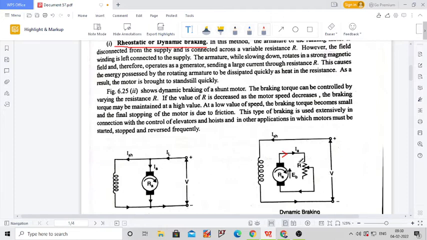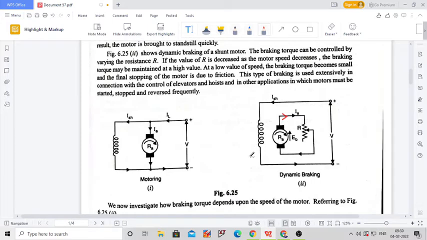So let's consider the DC shunt motor, and apply dynamic braking to it. This is the motoring mode for the DC shunt motor. The armature winding and field winding are both connected in parallel. We excite this motor with terminal voltage V, carrying line current IL, armature current IA and field current ISH. Under normal motoring mode, the motor rotates at a certain speed.